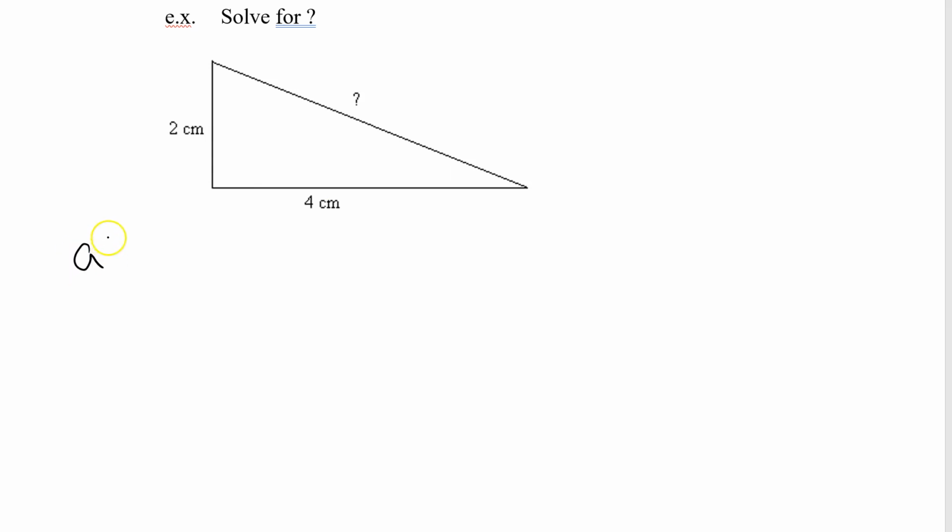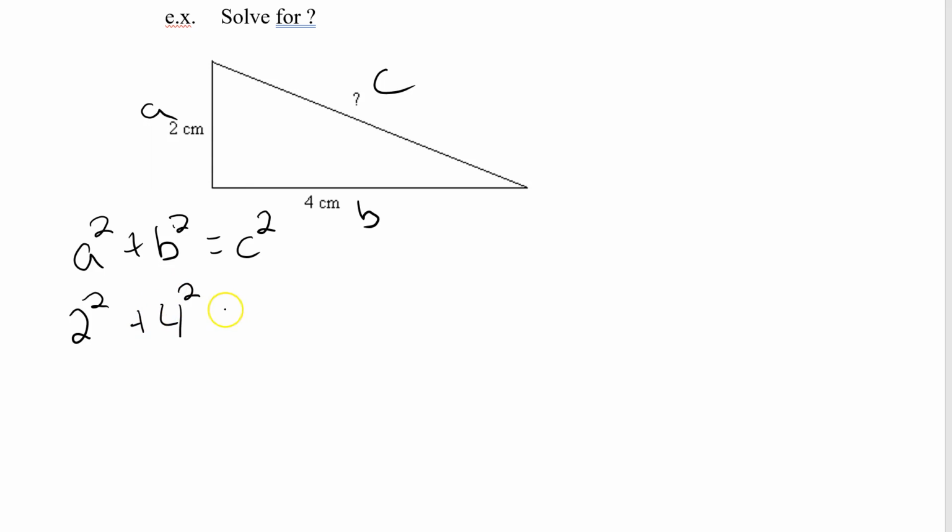A squared plus b squared equals c squared. Right angle triangle, we're going to label it A, B, and C. Well, my 2 legs are A and B, and my hypotenuse is C. Let's plug in what I know. 2 squared plus 4 squared equals c squared.